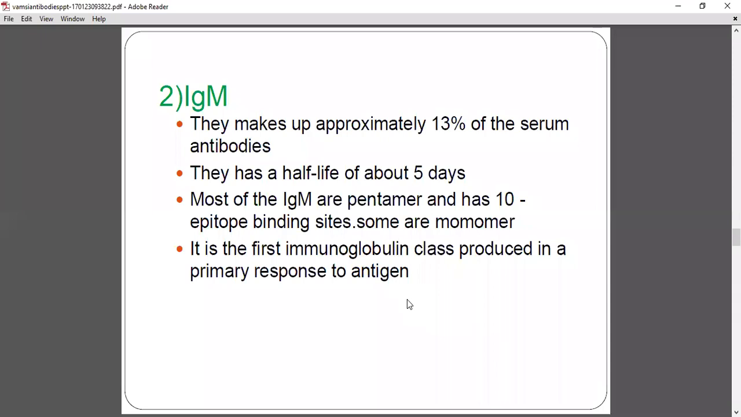Crucial to its function is its structure: most of the IgMs are pentamers. The first one had 2 binding sites. It was a monomer, but here we have a pentamer. 5 monomers, each having 2 antigen binding sites, for a total of 10. So 5 monomers, 2 binding sites each, you get 10 epitope or antigen binding sites. It can occur singly, but don't worry about that. Just worry about its pentameric structure. It is the first immunoglobulin class produced in the primary response.